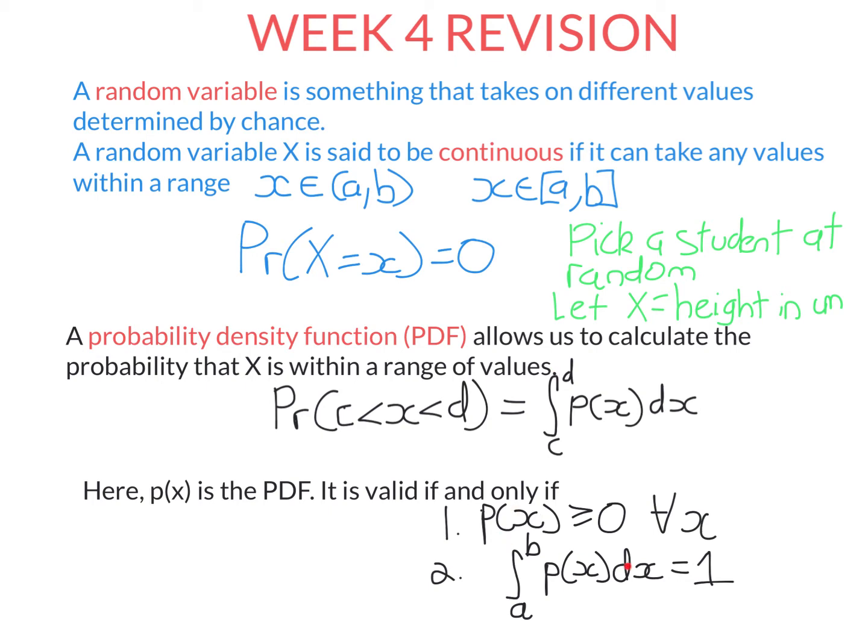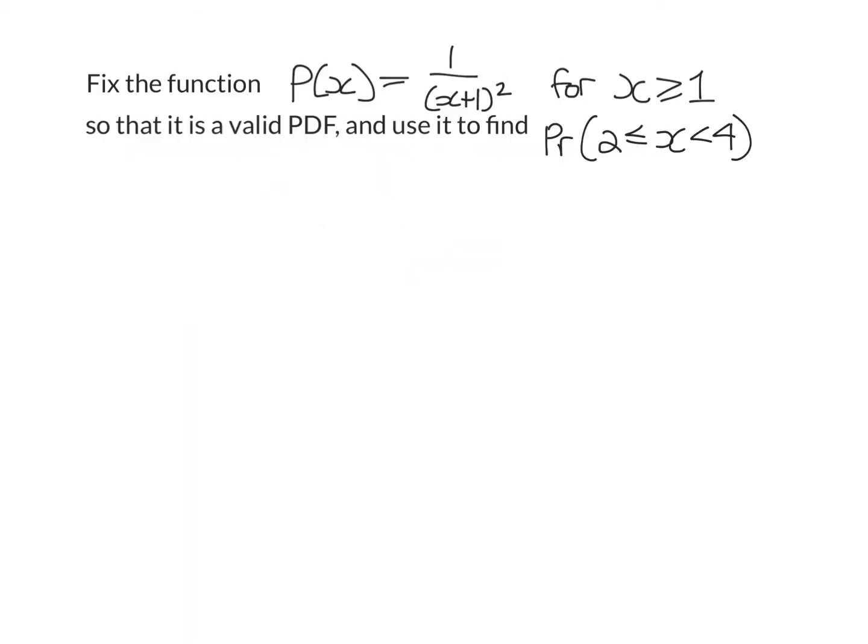So the second condition here says that when you integrate the probability density function over the range of acceptable values of x, you always get 1. The area under the curve is 1. So let's look at an example to show what we mean. So here's the situation. We have this function here, p(x). I want it to be a valid PDF. Now it satisfies the first condition on the previous slide.